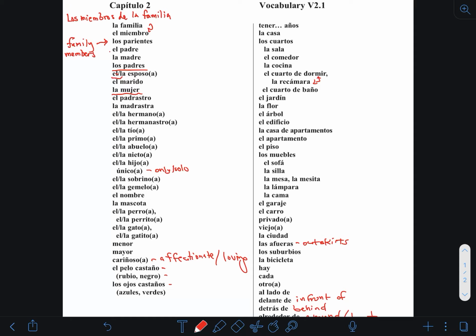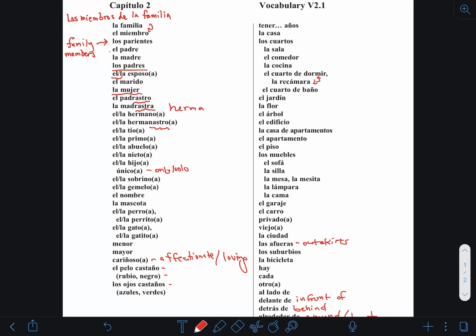El padrastro is stepfather. So look at these endings because that's when you know it's not the same. So el padrastro, stepdad. La madrastra is stepmom. El hermano would be brother. La hermana is sister. It could also be sibling. So please, again, I say write both out.